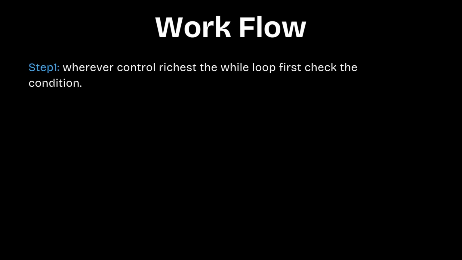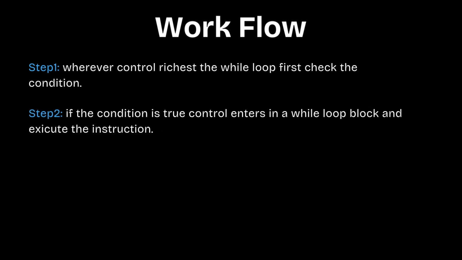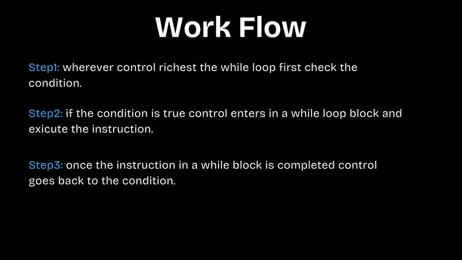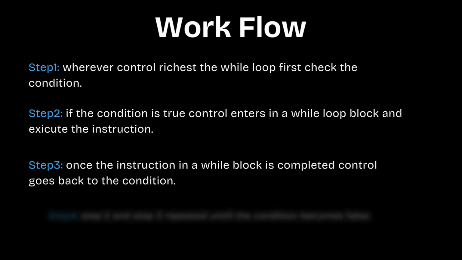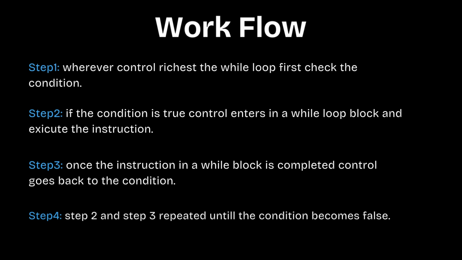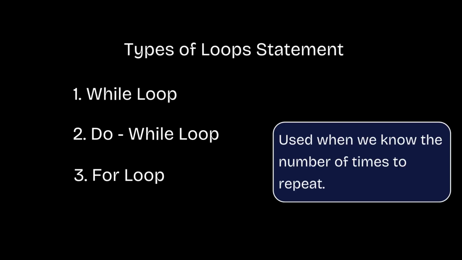In the while loop, the first step: whenever control reaches the while loop, first check the condition. Step 2: if the condition is true, control enters the while loop block and executes the instructions. Step 3: once the instructions in the while loop block are completed, control goes back to the condition. Step 4: Step 2 and Step 3 are repeated until the condition becomes false.